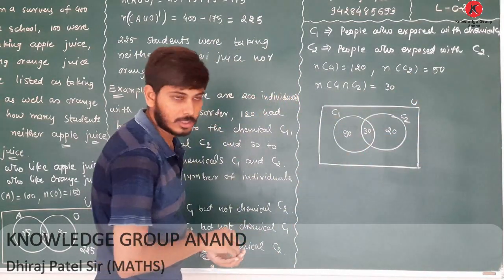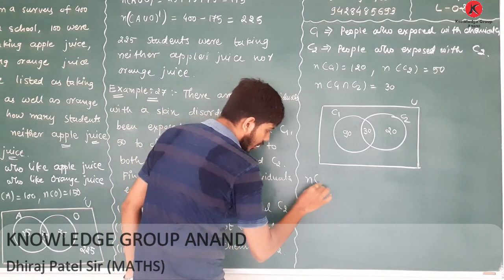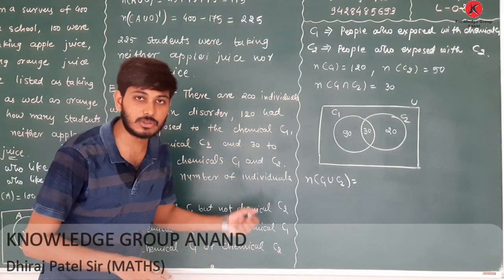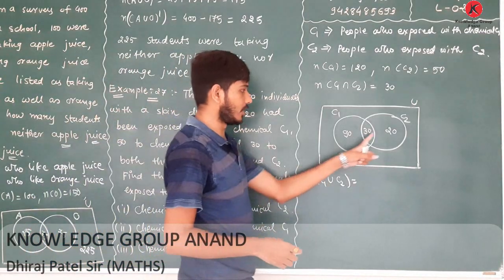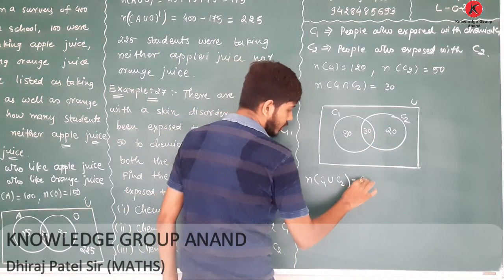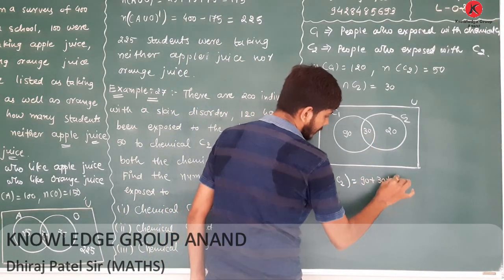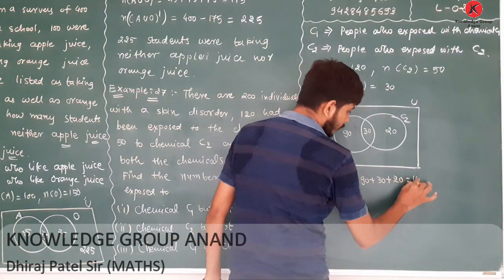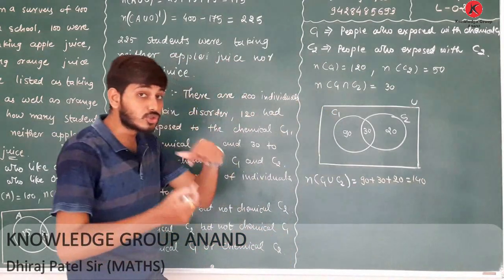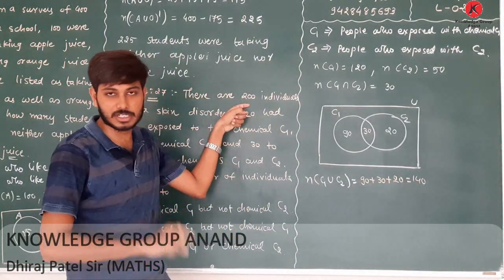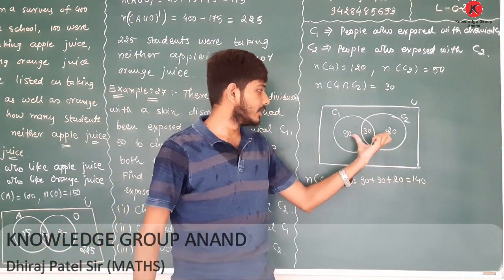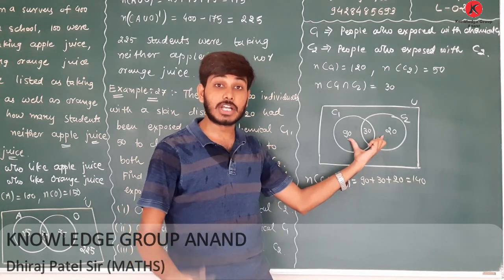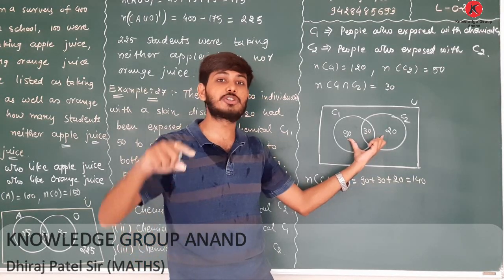Now find the number of C1 union C2. Why am I finding this? The number of C1 union C2 is directly equal to 90 plus 30 plus 20, which equals 90 plus 50, 140. Okay, so now see, total 200 individuals are there, 140 of which are affected by chemical C1 or C2, therefore the rest 60 are exposed by other means.